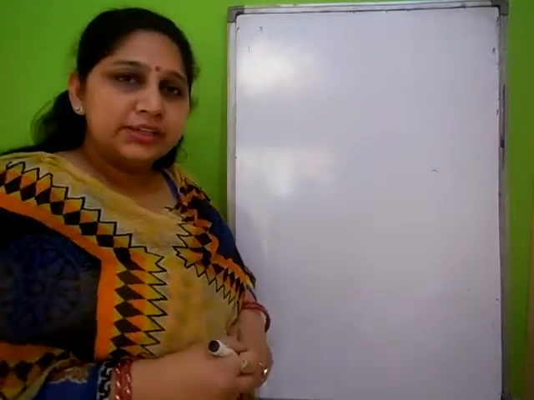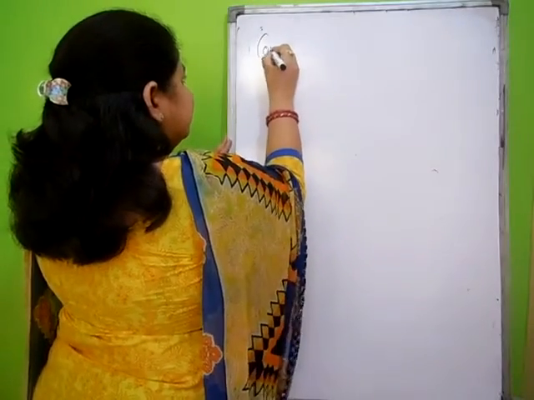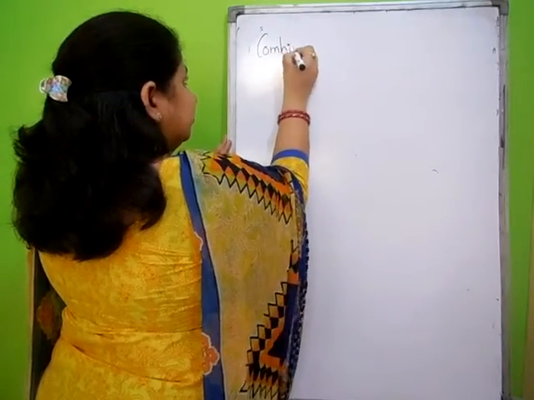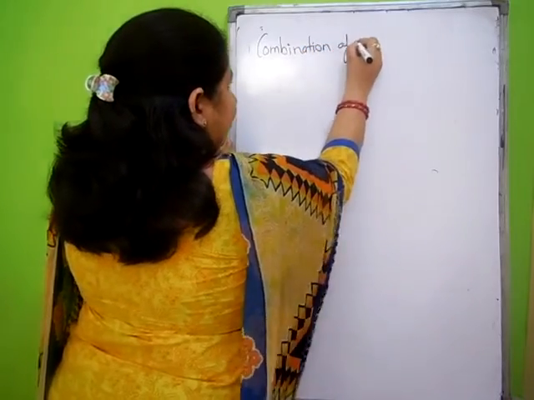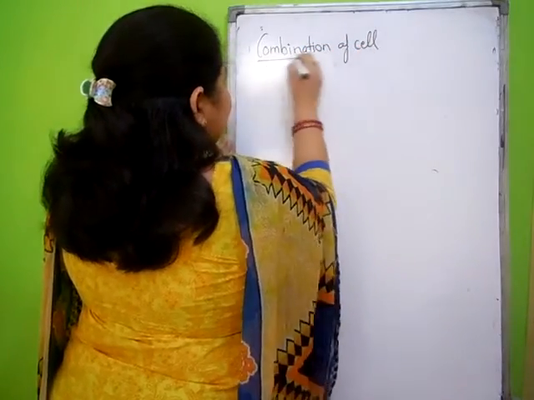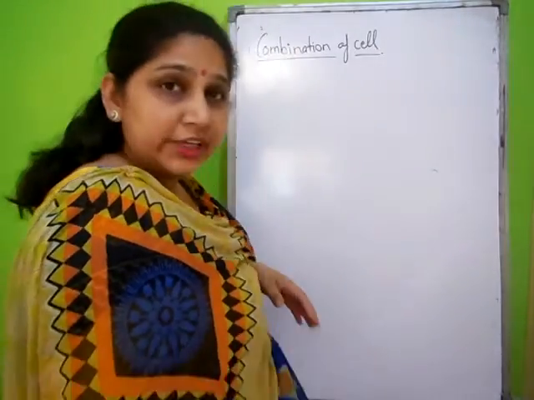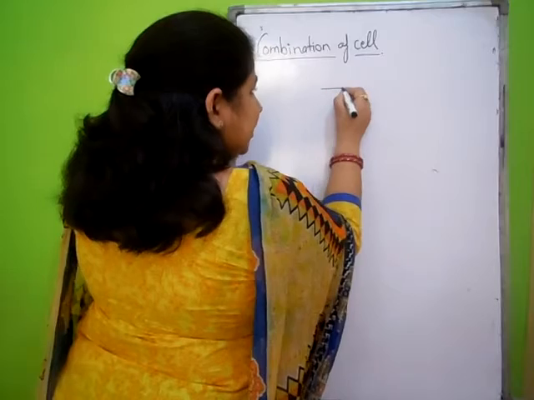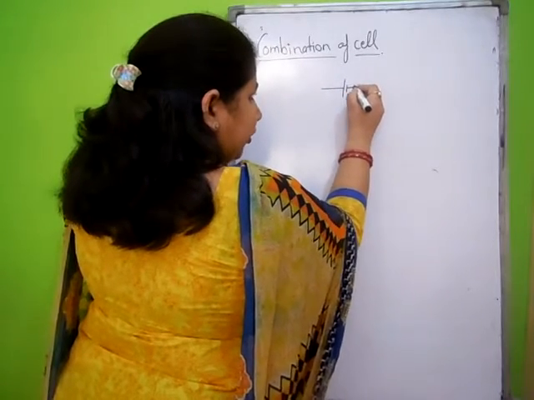Now the next topic is the combination of cells. Suppose we have more than two cells in series combination. Then how will we draw it?